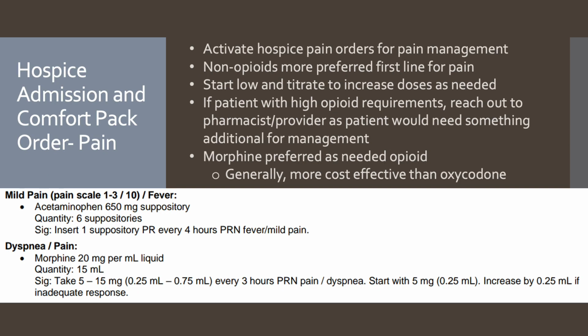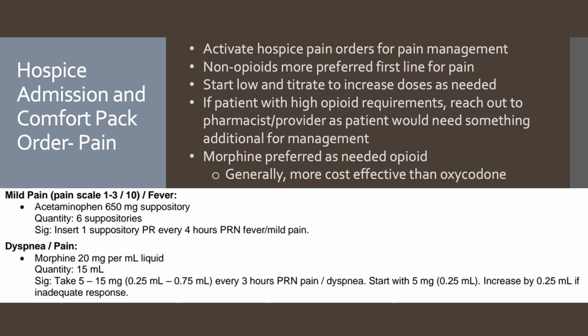At Monument Health Hospice, we do also have our own hospice admission and comfort pack order, which has specific pain medications included. These pain medications are listed here below in the image. For mild pain, we have acetaminophen on there, and then for pain that is higher than that, we have an option for as-needed morphine that starts out with a lower dose and has directions to increase if the response is not adequate. So because of these specific orders, it is important to activate the hospice pain orders for pain management on any hospice patient so we can have these specific orders for our patients.